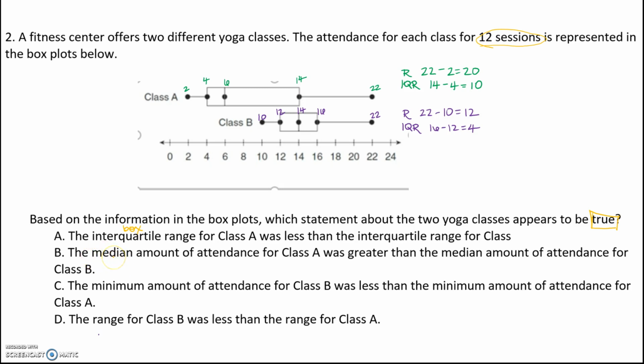Median, don't forget the median is the middle of the box. Median is middle. So B says the median amount of attendance for Class A was greater than the median amount of attendance for Class B. And then the minimum, mini, is the smallest number. Minimum amount of attendance for Class B was less than the minimum amount of attendance for Class A. And then D says the range. So remember, the range is the maximum minus the minimum, but we already calculated that. So for Class B was less than the range for Class A.